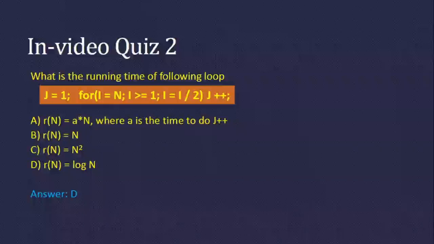Any for loop which starts at n and ends at 1, and during each iteration its i value gets reduced by half, is a log n function. It starts at n and ends at 1, and at every stage n is getting reduced to half, so that is a log n function. So the running time of this for loop is directly proportional to log n. So D is the correct answer.